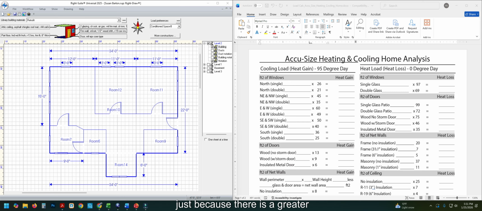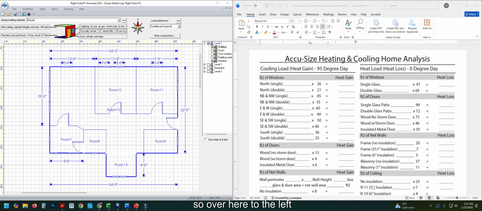On the heating side, just because there is a greater temperature difference, we are going to design for a 0 degree day while we maintain 70 degrees in that space. So you'll notice later on that the cooling load is going to be substantially less than the heating load. So we're going to need much more heating power for our home to maintain our temperature than we do cooling.